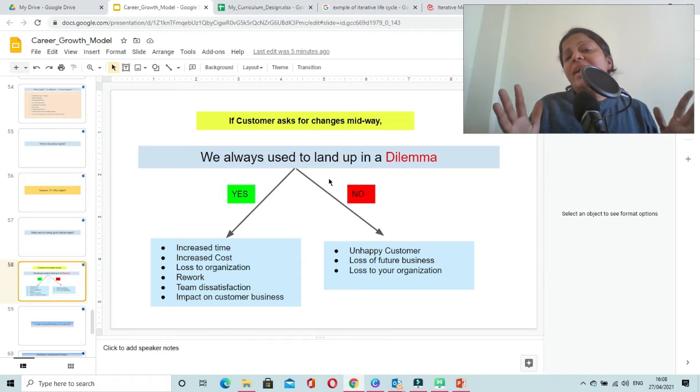And in that situation, if you say no to the customer, then the customer will be unhappy, and he might not get the desired functionality in the final product, because you did not incorporate the changes which the customer asked for midway. And it might lead to loss of future business, and ultimately a loss to your organization.